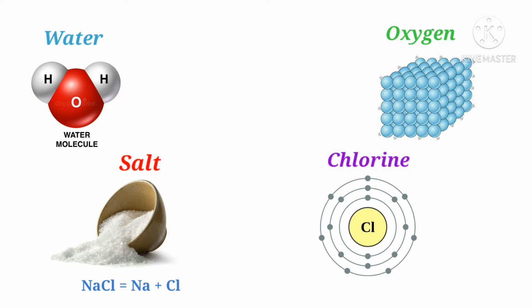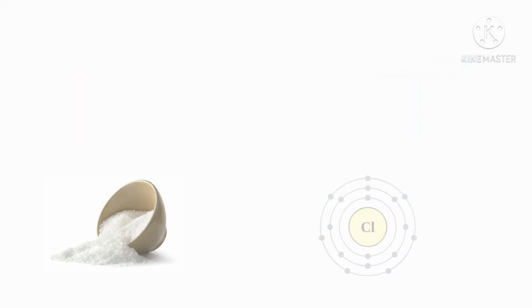Now let's take the second example, oxygen. As shown in the figure, oxygen is made of similar types of atoms, hence it's an element. Let's see the next example, table salt. We can see that the chemical name of salt is NaCl, that is, salt is made of two different substances, sodium and chlorine. Hence, it's not an element. Let's take a look at the last example, chlorine. Chlorine is an element because it is made of similar atoms as shown in the picture.